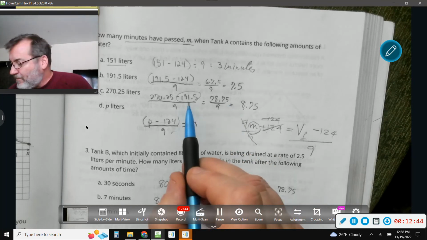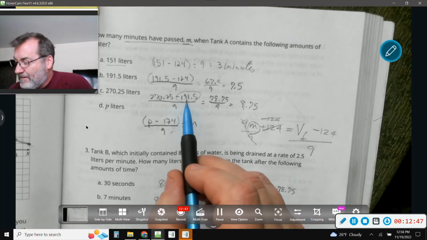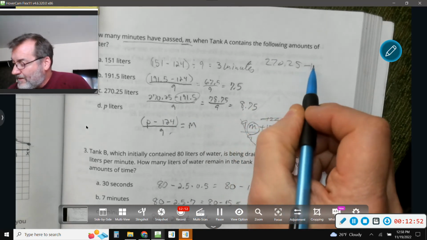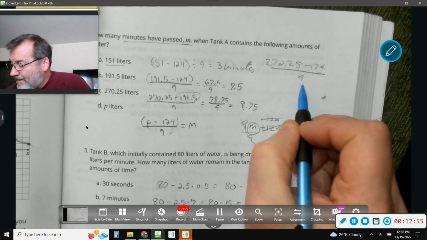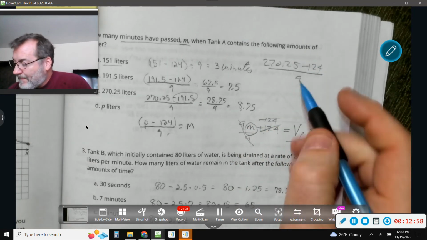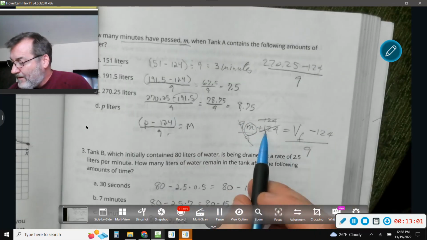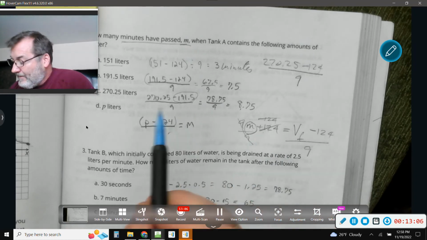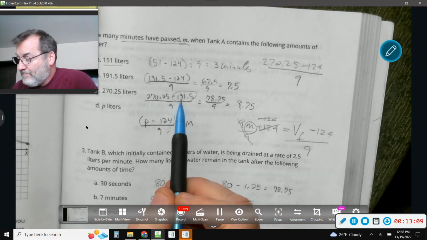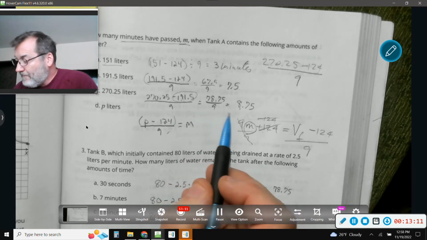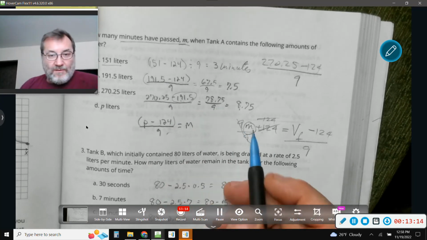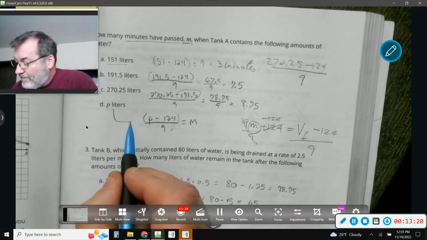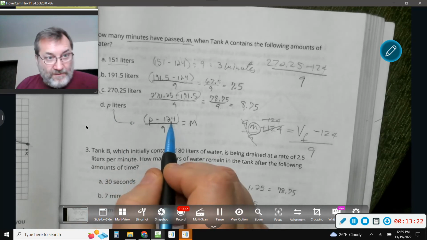So this one is a little bit screwy. What I like to do on that one is 270.25 minus 124 divided by 9, that's the way I would have interpreted it. But again, you can start with any initial volume that you want. Here I select 124 all the time, and here I decide to start with the previous one. You can answer that one either way you want. And of course, right here is your equation, if you have whatever P liters, always starting at 124 as your original.